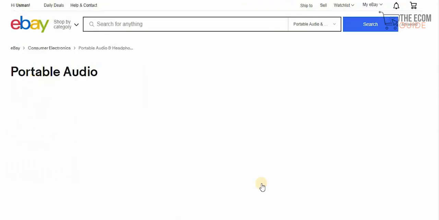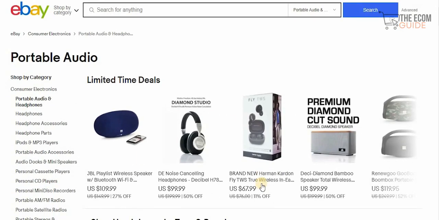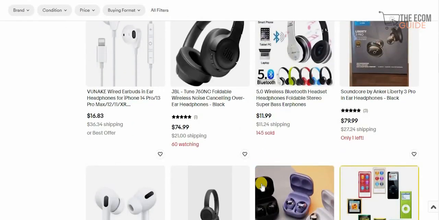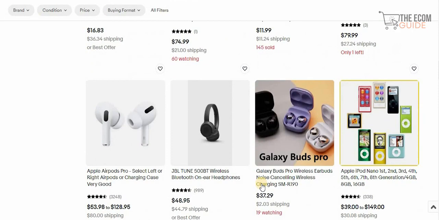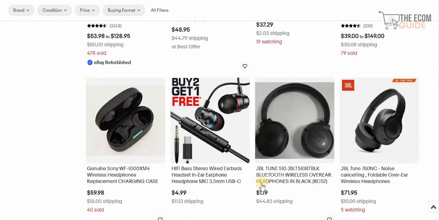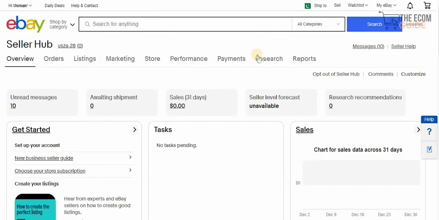If you just look at the headsets right now, you can see that these are interesting items that people are selling. If you look at the price, $16.83, $11.99, $17.99, $48.95, these are things that people are buying. They might get this product dead cheap and sell it at a much higher price. And if you want to find out if the product is profitable or not, head over to the Sellers Hub over here and hit research.